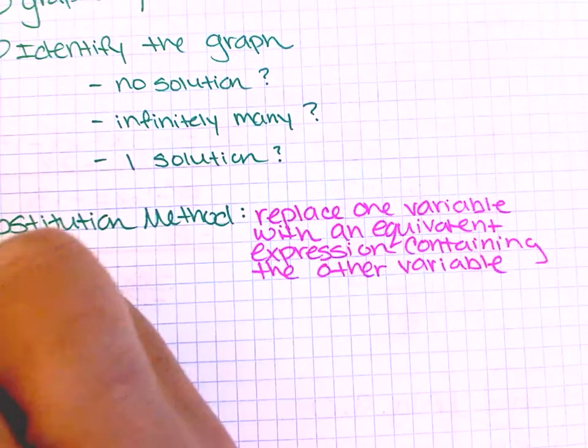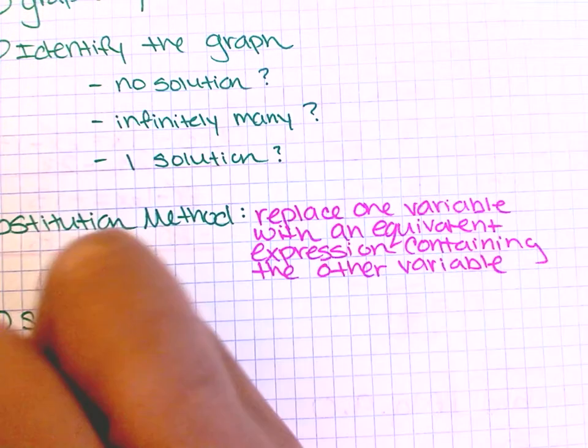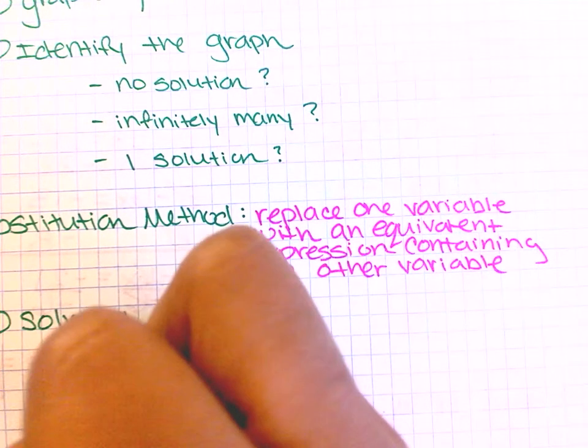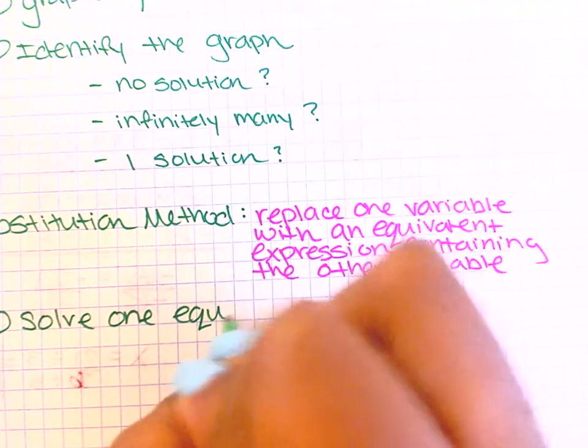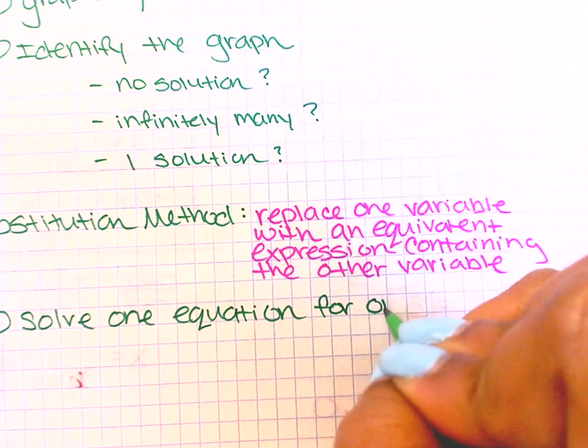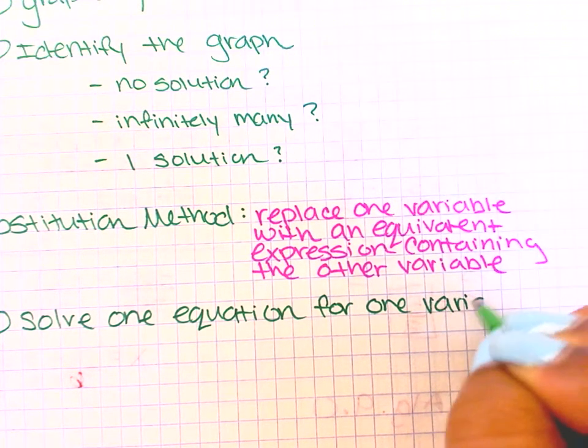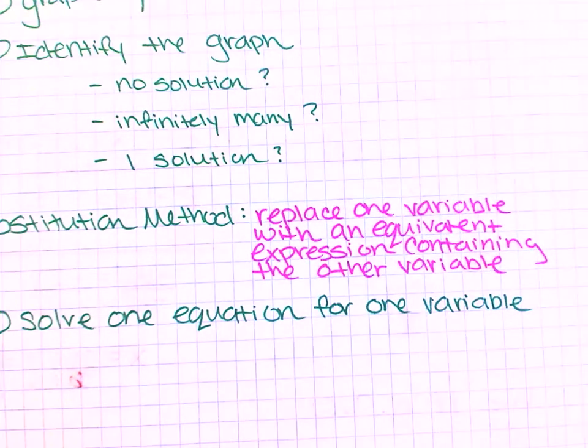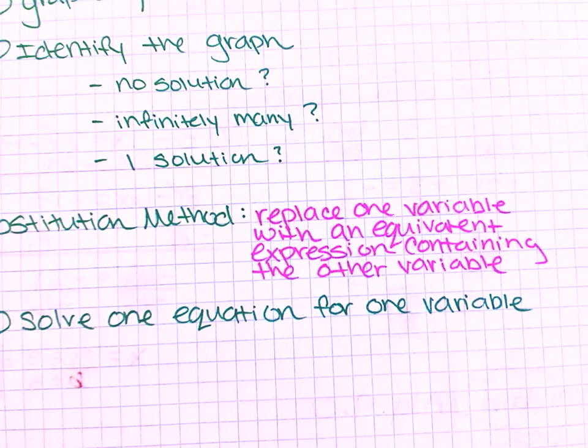Step number 1, you're going to solve one equation. So they give you two. You're going to solve one equation for one variable. I always just like to solve for y because then it's in slope-intercept form and it's easy. Write that step down.